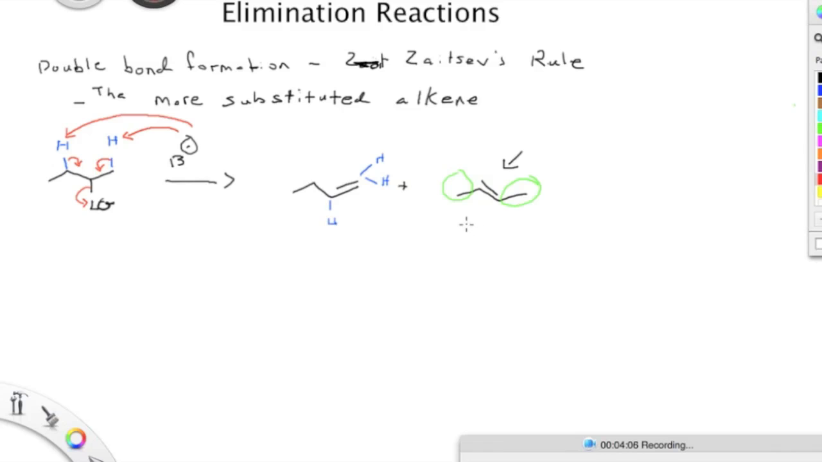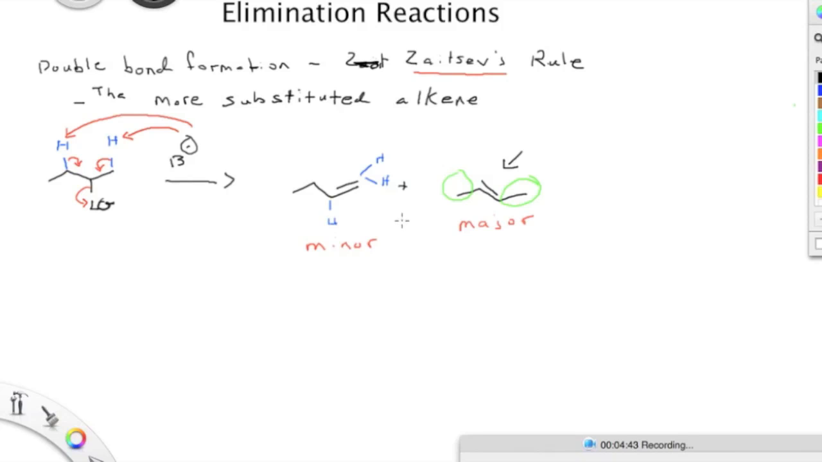So what that means is that, according to Zaitsev's rule, this is the more highly substituted double bond, and so this would be our major product. That doesn't mean that you will only get this product. You will get some of the other, but this one would be in lesser amounts. So this would be the minor product. So when determining what's going to happen with elimination reactions, you have to consider the overall stability of the double bond. So you're going to use Zaitsev's rule to determine the overall stability of the double bond.